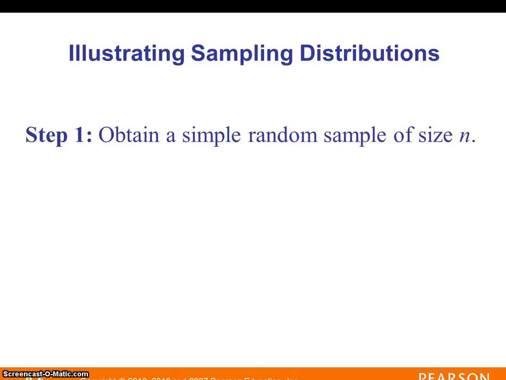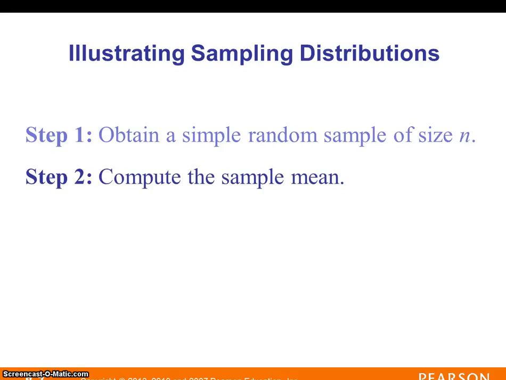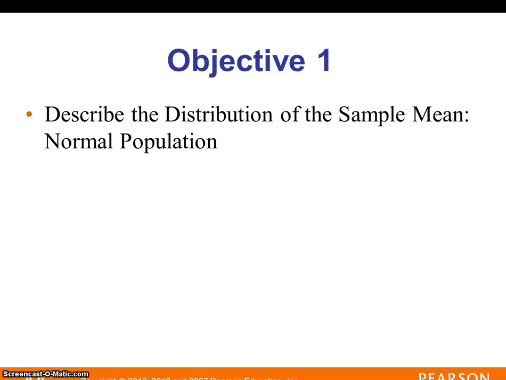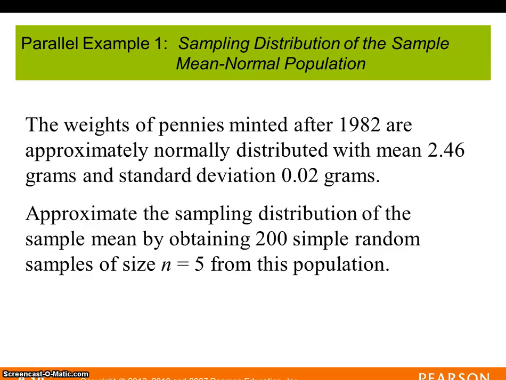As far as illustrating sampling distributions, these are the steps you want to take. Obtain a simple random sample of size n and compute the sample mean. Assume we are sampling from a finite population. Repeat steps 1 and 2 until all simple random samples of size n have been obtained. And that will be the procedure. So let's look at objective 1 here, describing the distribution of the sample mean with a normal population.